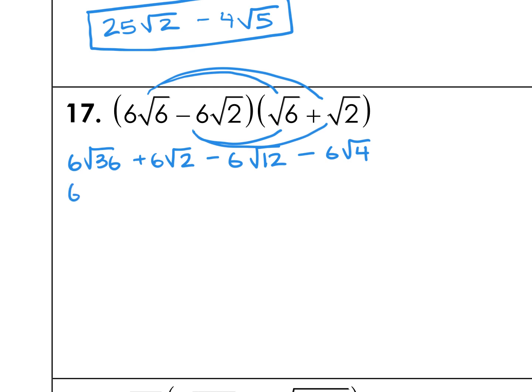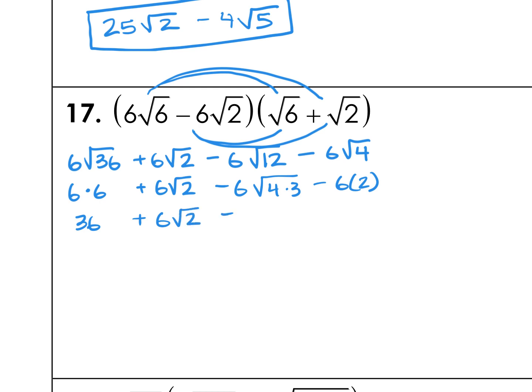Simplify what we can. So 36 is a perfect square. That one does not simplify. 12 has a perfect square factor. And 4 has a perfect square factor, so that's really 6 times 2. So I have 36 plus 6 square root 2 minus, take out the 4 times 2, so that's minus 12 square root 3 minus 12.